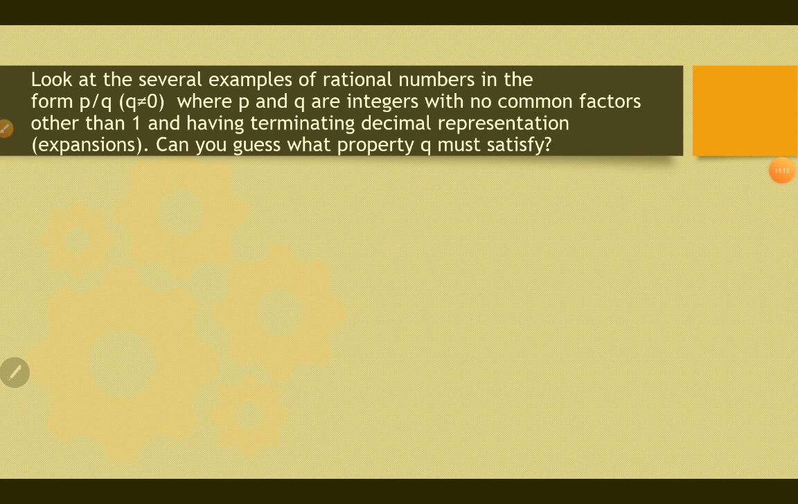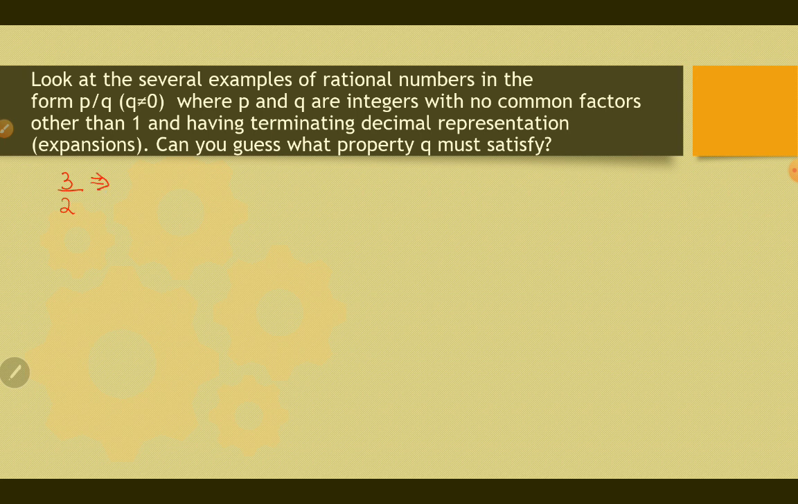Look at the several examples of rational numbers in the form p by q, where p and q are integers with no common factor other than 1, having terminating decimal expansion. Can you guess what property q must satisfy? So let's take a couple of examples. 3 by 2. They both are integers and 3 and 2 do not have any common factor other than 1.